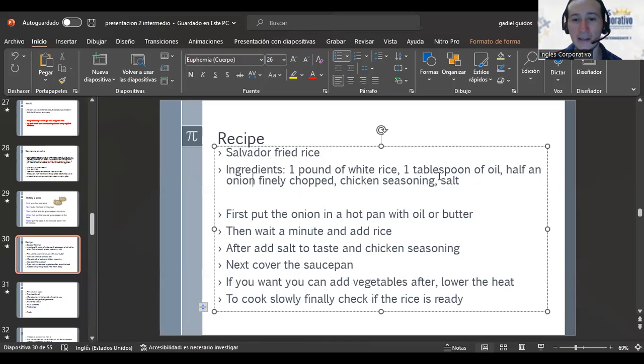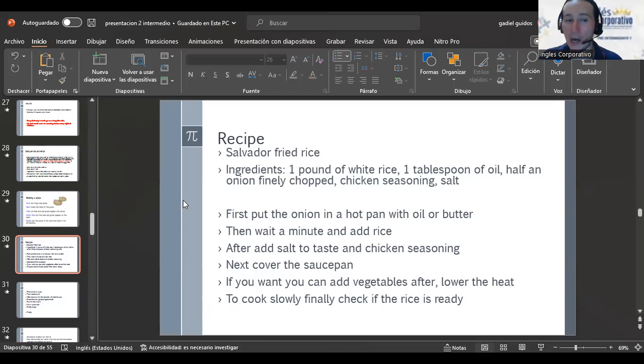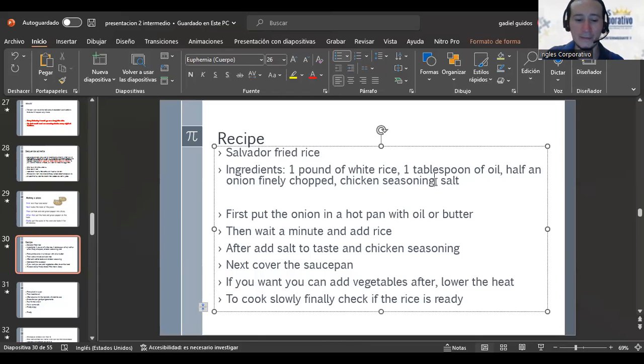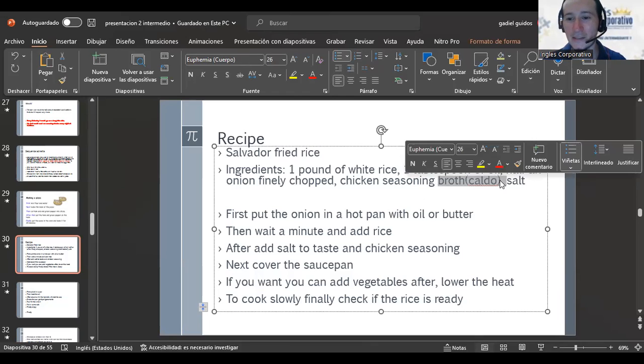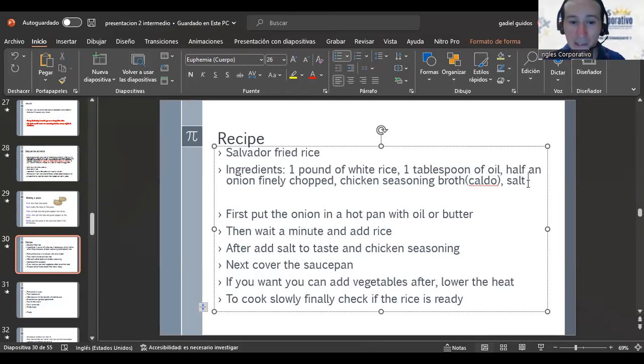Chicken seasoning. Like I mentioned before, guys, I think that would be the most accurate word, because you have the chicken broth. Basically, that is like un caldo, okay? Broth es otra palabra que nos referimos para un caldo. Broth es caldo, por si no lo sabían. Estamos aprendiendo más vocabulario, ¿verdad? Broth, caldo. Then we have salt.